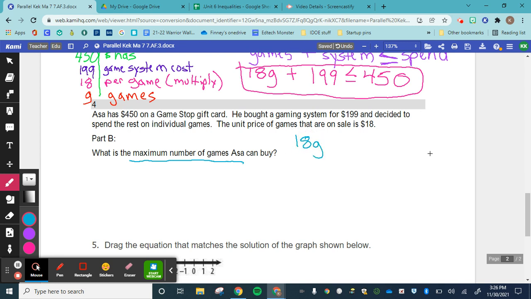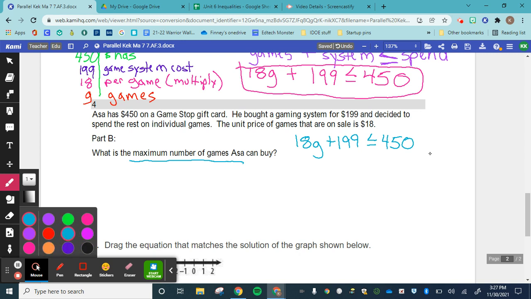So my inequality was 18G plus 199. Remember, that was because it's $18 times how many games he buys, plus the $199 for the gaming system. And that money amount has to be less than or equal to the $450 that he has on his gift card. So my first step, I draw the line down at the inequality symbol.